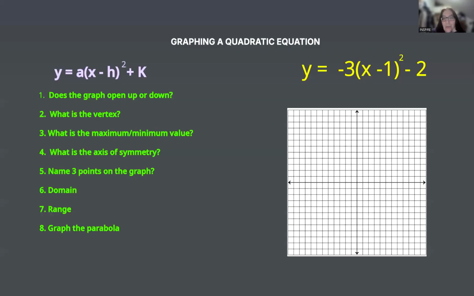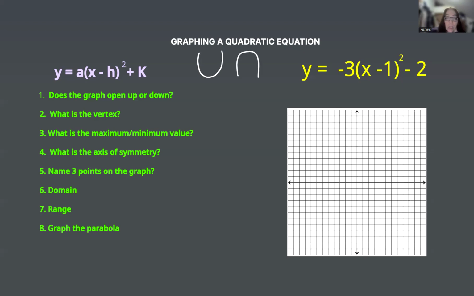Hey everyone, today we are going to graph a quadratic equation. Remember, the graph for a quadratic equation is called a parabola. And a parabola looks like a U, or it could look like an upside down U also. How do you determine that?